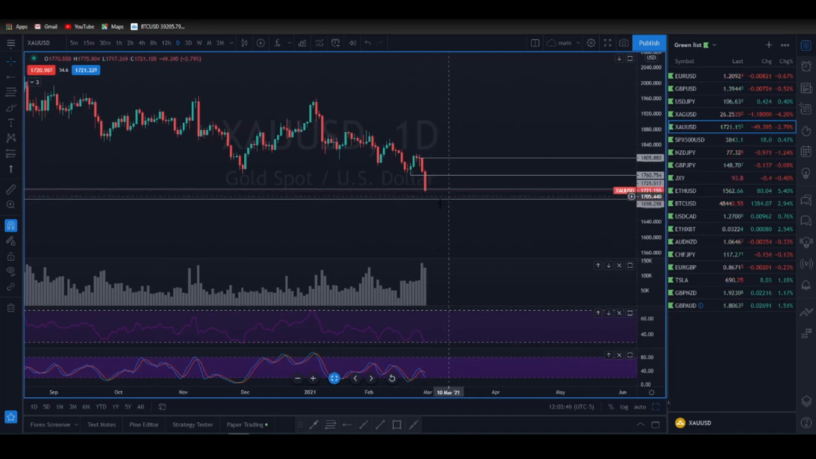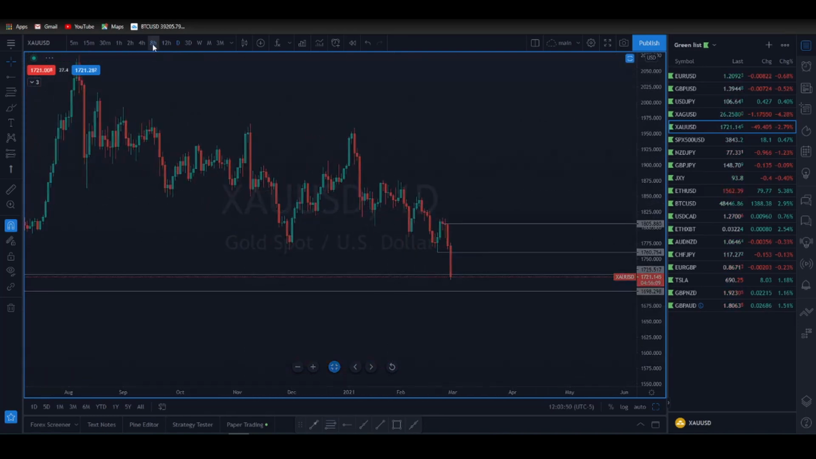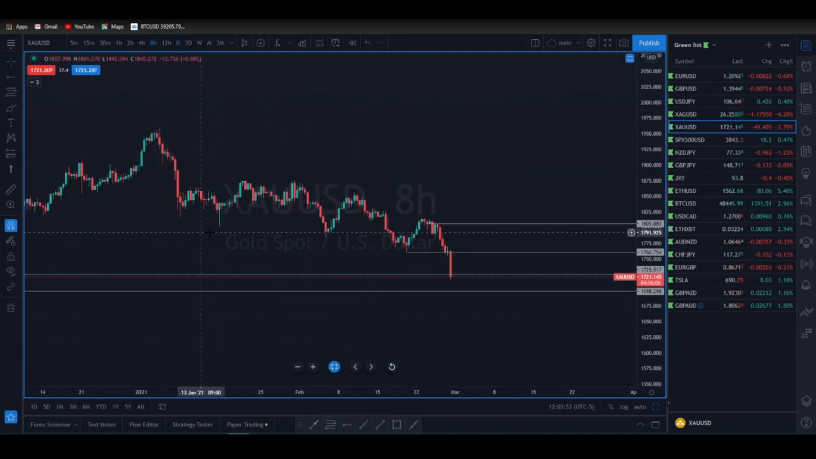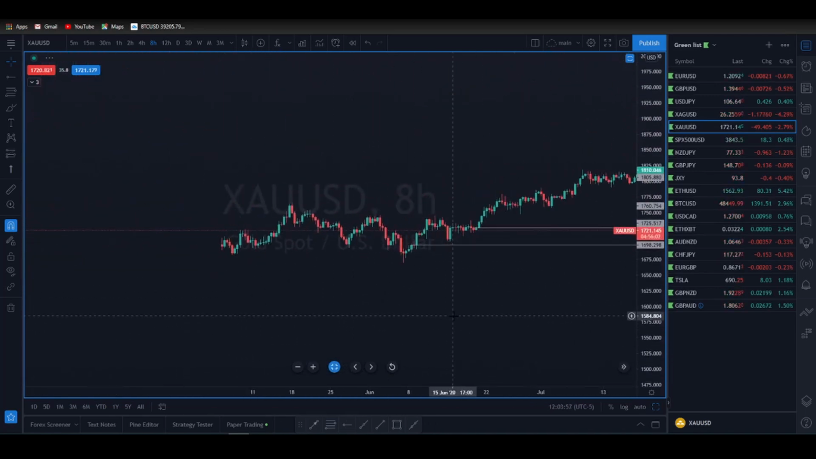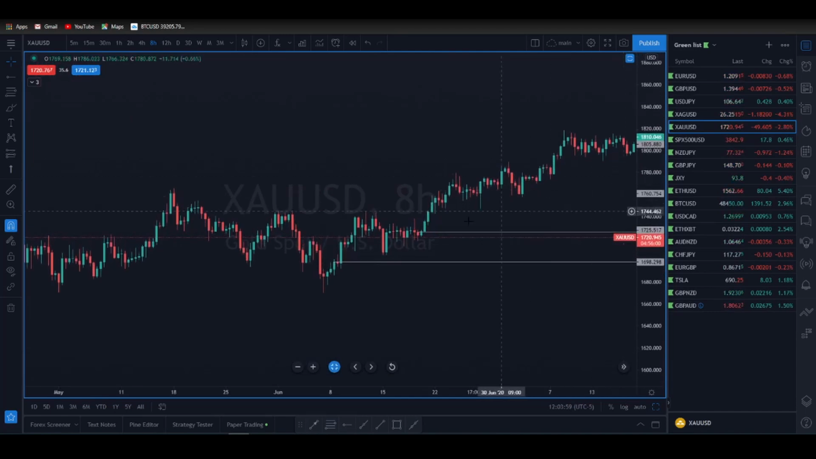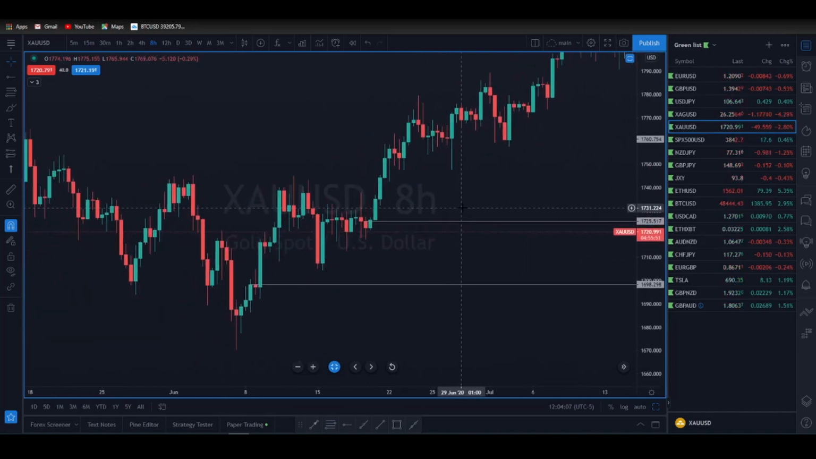All right, the next week could determine where we're going to find support. The very next two areas that I have support on gold, the levels are going to be 1725.51, which is just this bearish candle right here, not the high of it, the opening price of it. That level is 1725.51.